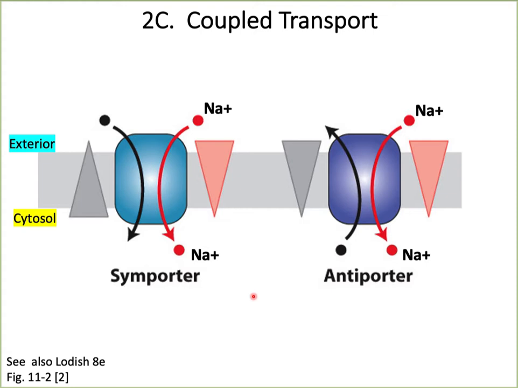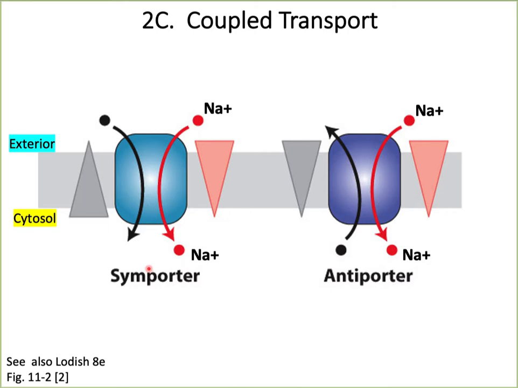So coupled transport, as the name suggests, involves the movement of two substances across the plasma membrane simultaneously. One of these substances is usually moving down its concentration gradient, and so the energy in that gradient is being harnessed for the other substance moving against its concentration gradient. When the substances move in the same direction, the transporter is known as a symporter.